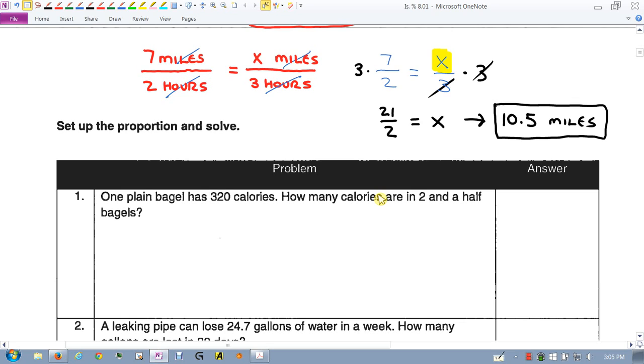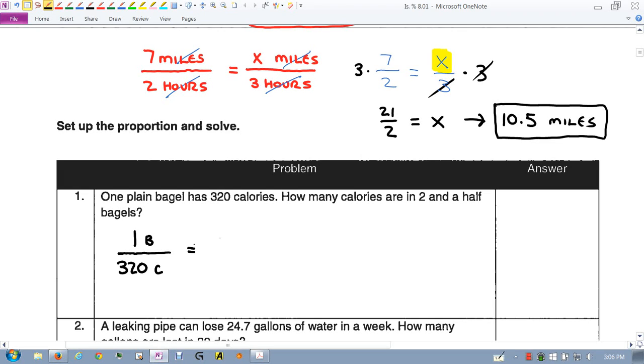One plain bagel has 320 calories. How many calories are in 2.5 bagels? So again, I know you could try and figure out different things, but let's try and set up a proportion. How do you want me to set up the first proportion? One bagel, I'll just say 1B, over what? 320 C for calories, is that okay?